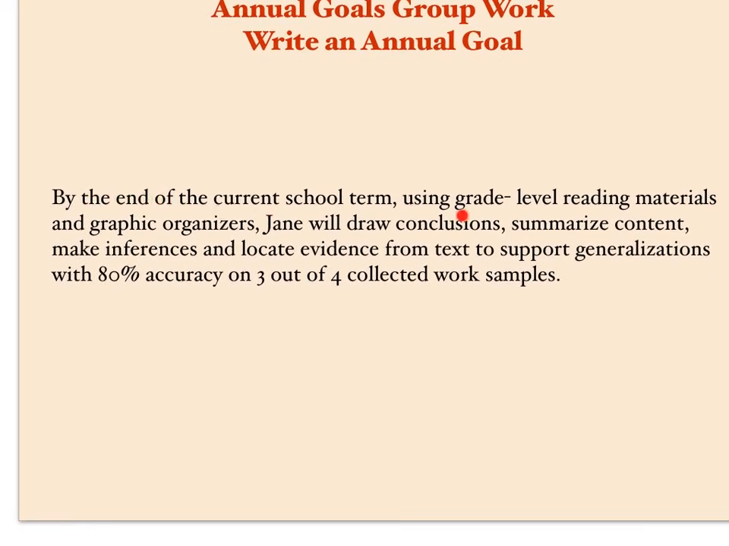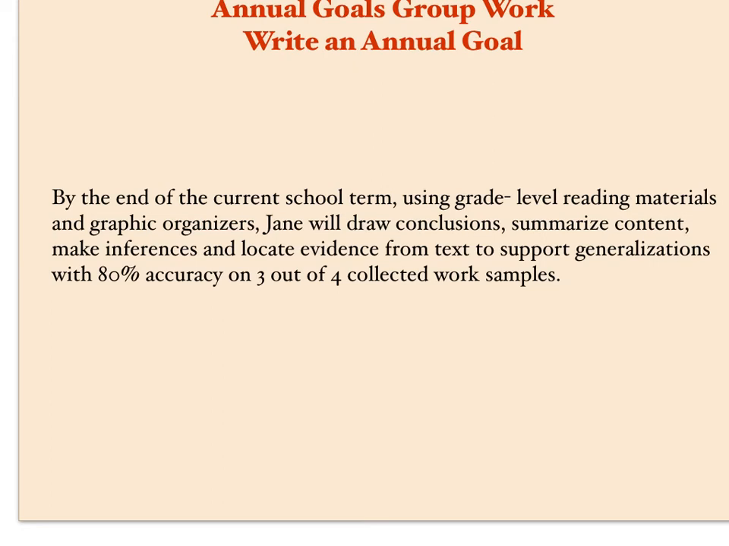that gives us a time frame, using grade level reading materials and graphic organizers. Now, these are probably things that are being used in your classroom right now. They might not be. If they're not, these are things that we're going to work with you to include in your class, not just for the child with exceptionality, but all your children. Then who, Jane, and what are we expecting her to do? She will draw conclusions, summarize content, make inferences, and locate evidence from text to support generalizations with 80% accuracy, 3 out of 4 collected work samples.